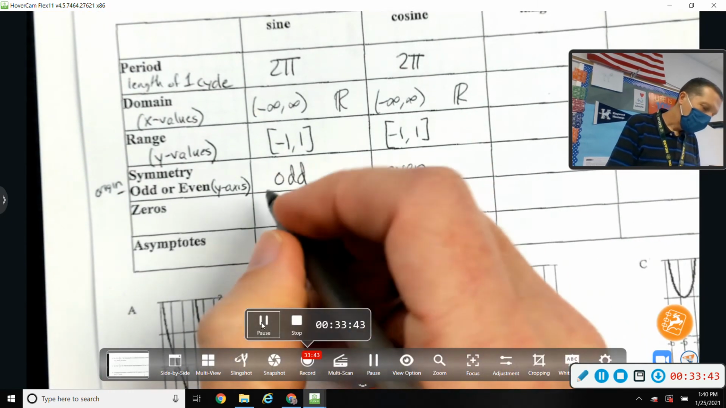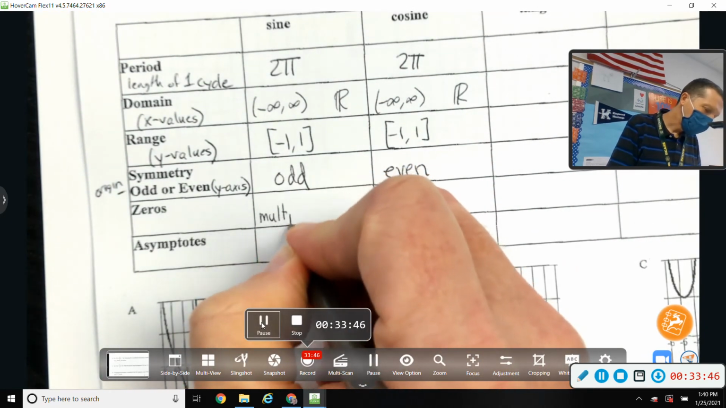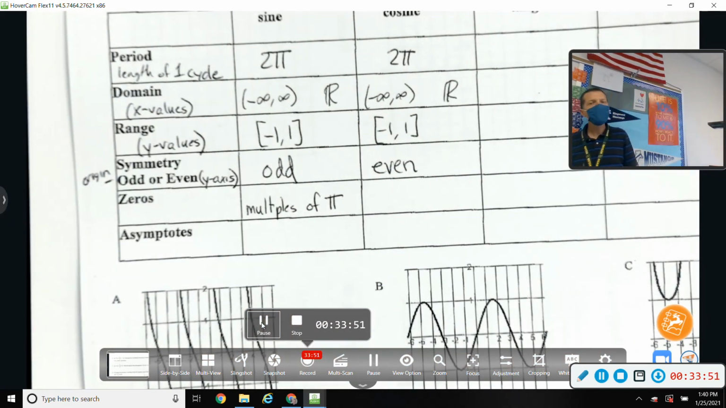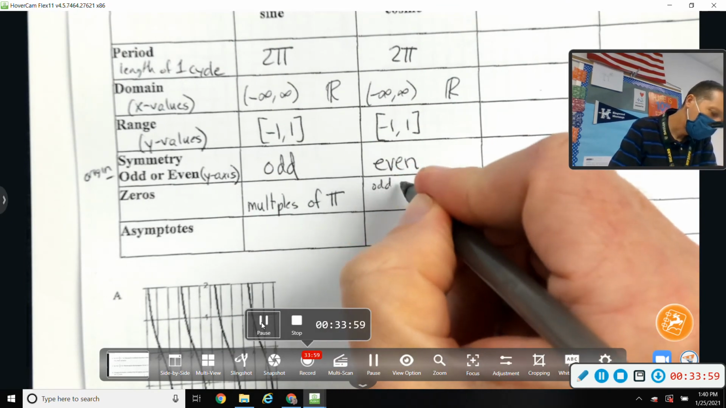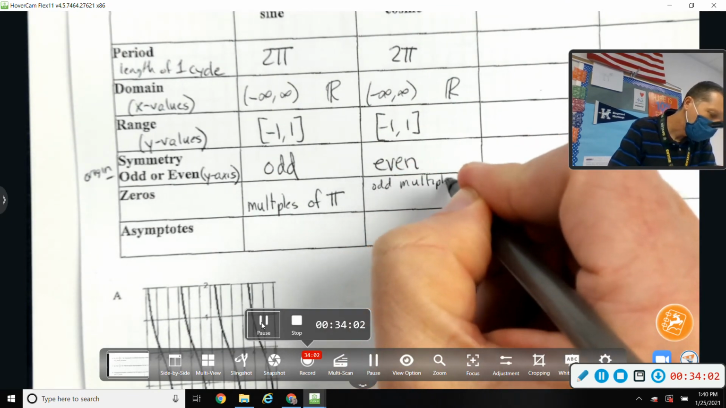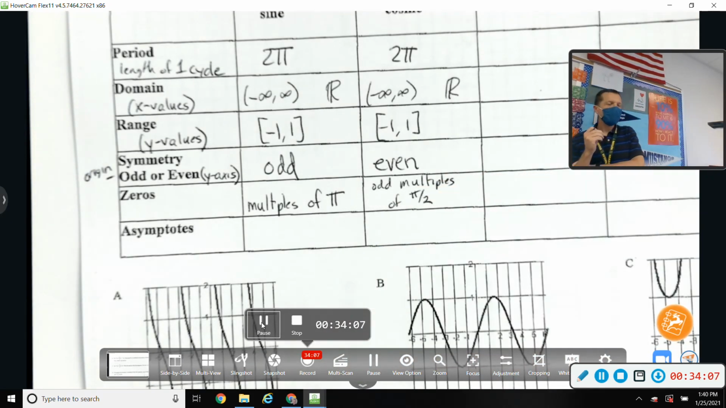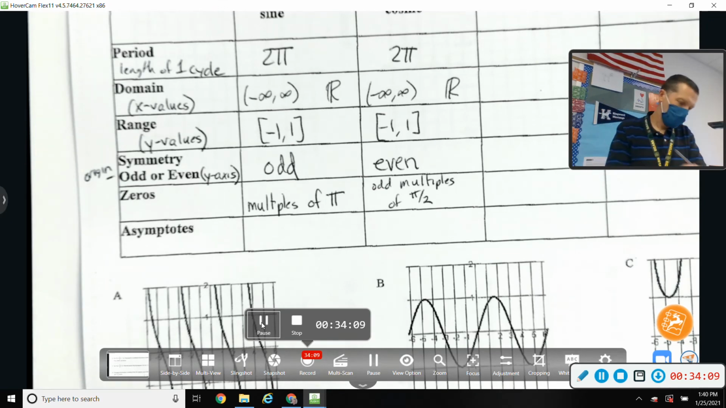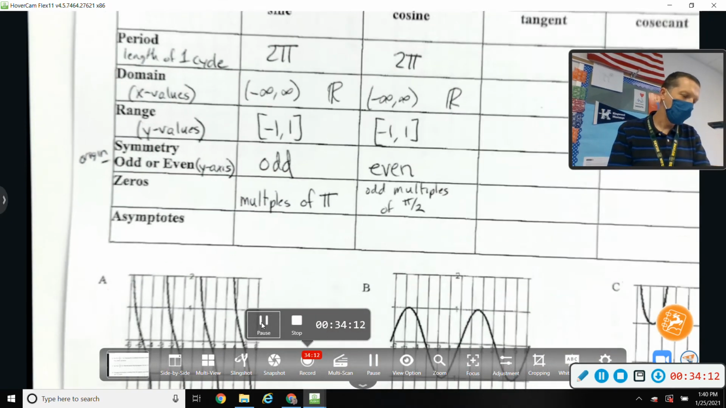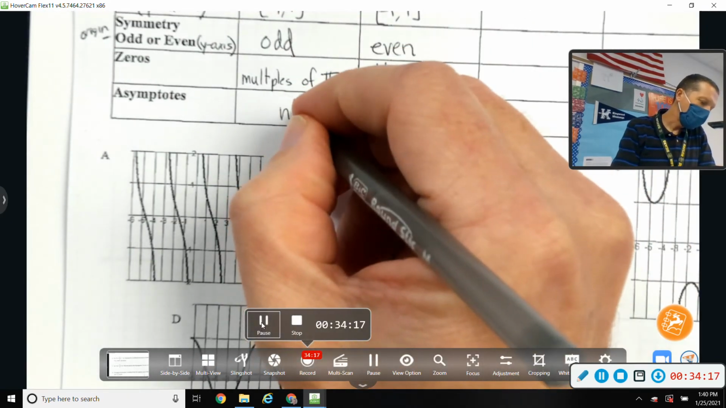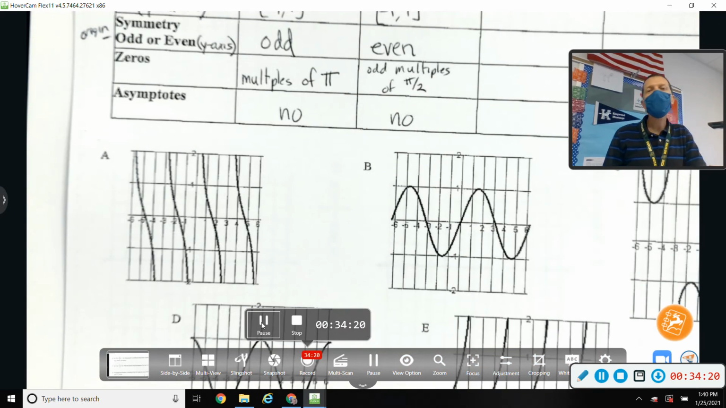Zeros, we already answered this question. Multiples of pi for sine. For cosine, maybe there's an even easier way to say this, but odd multiples of pi over 2. Asymptotes. Well, neither of those graphs have asymptotes, but that does suggest that something in our future might have asymptotes.